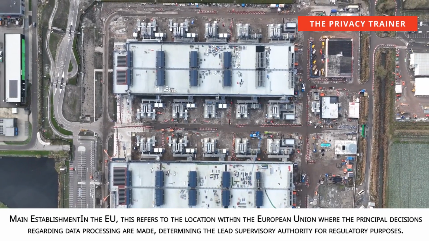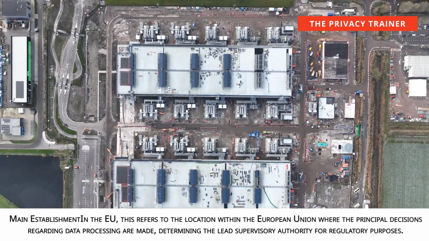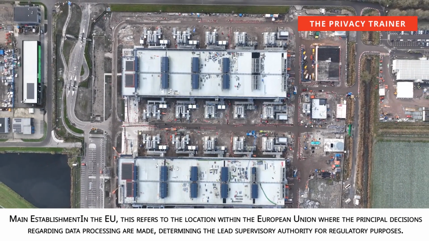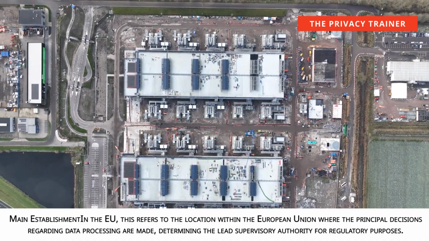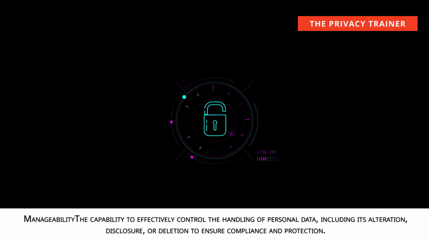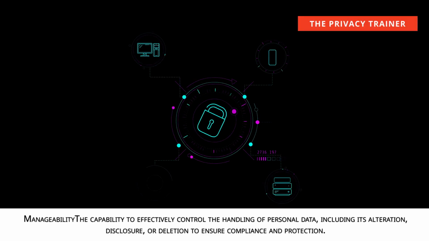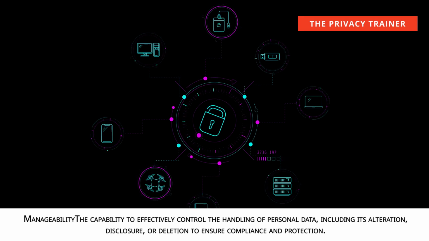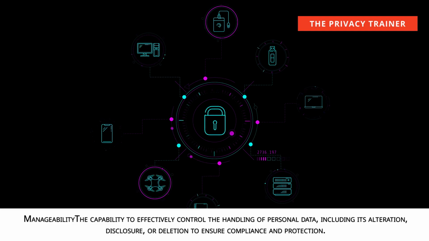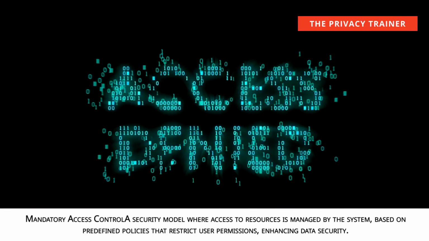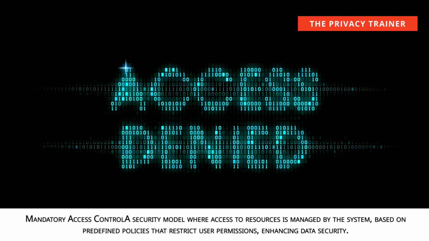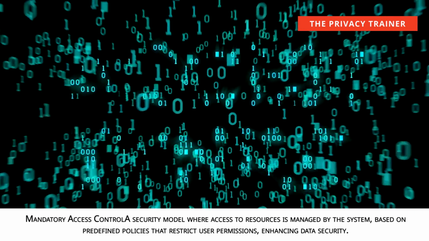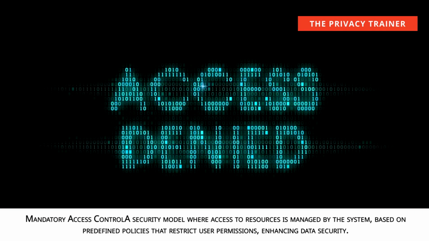This refers to the location within the European Union where the principal decisions regarding data processing are made, determining the lead supervisory authority for regulatory purposes. Manageability, the capability to effectively control the handling of personal data, including its alteration, disclosure, or deletion to ensure compliance and protection. Mandatory access control, a security model where access to resources is managed by the system, based on predefined policies that restrict user permissions, enhancing data security.